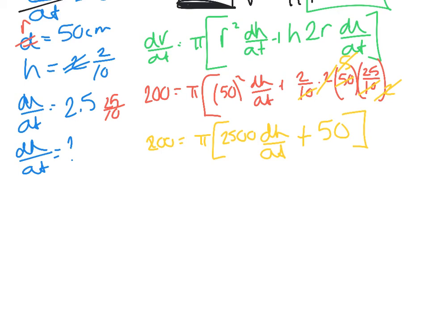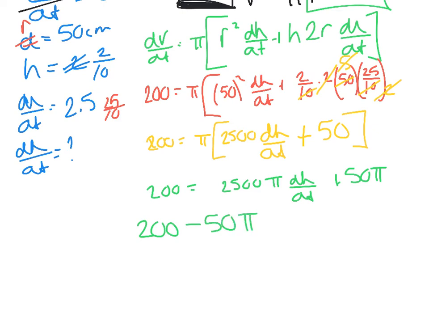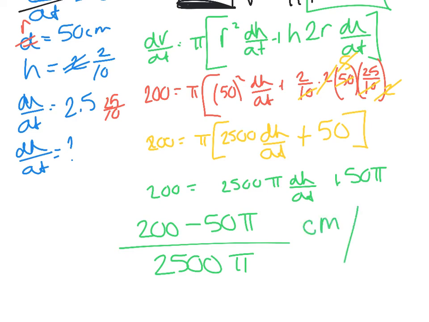I am going to distribute that pi through. And then again, order of operations, I'm just going to take my 200, subtract over my 50 pi, and then divide by 2,500 pi to get dH dt. And I believe we were just finding the rate of change of the height, so that is going to be centimeters per minute.